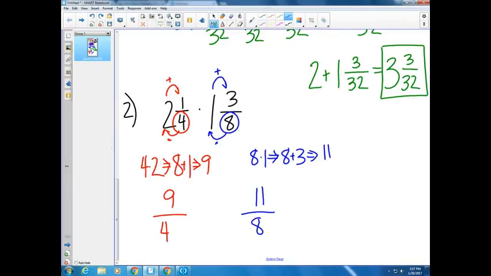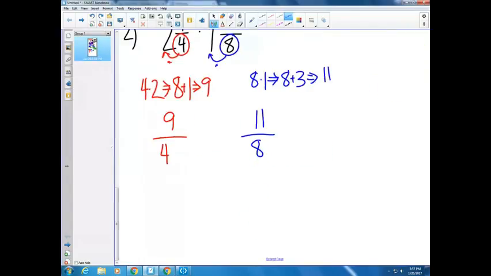I can tell they are fractions bigger than 1 because our denominator is smaller than our numerator. But now, since we have two fractions, I can multiply straight across, like regular fraction multiplication. So I can multiply my numerators and my denominators. 9 times 11 gives me 99 over 4 times 8, which gives me 32. I could leave my answer like this, or we could simplify further, change it back into a mixed number.